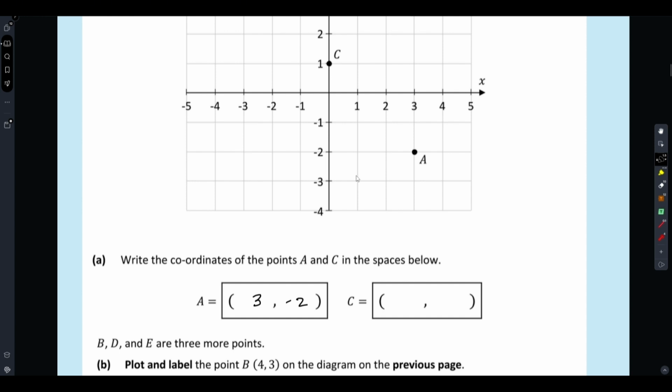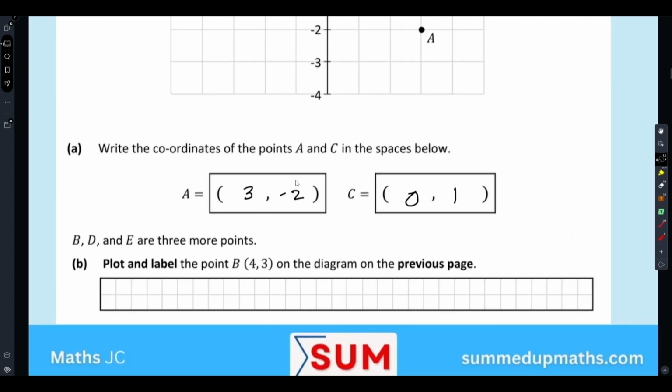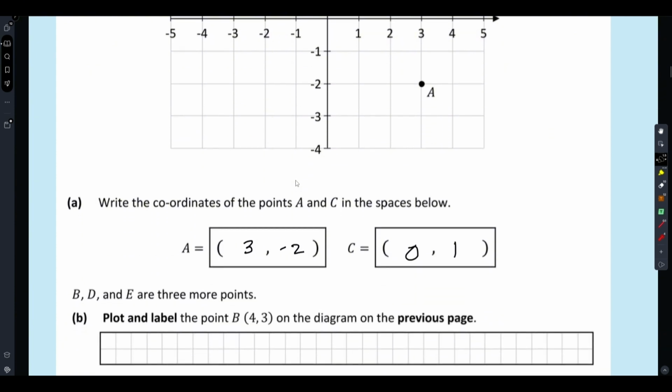Now what is the point C going to be? C is a bit trickier now. So what is C going to be? 0, 1? Everyone agree? Exactly. The trick there is that we're on the y-axis, so technically, horizontally speaking, we're 0 across. So the X is 0, and then we are vertically up 1, so that would be the point 0, 1. Okay? So that is the first thing.